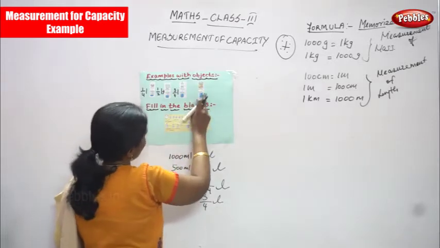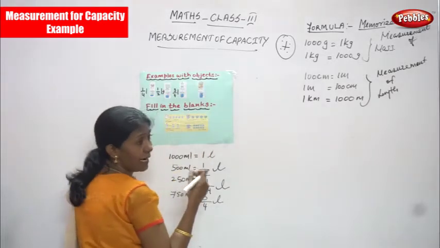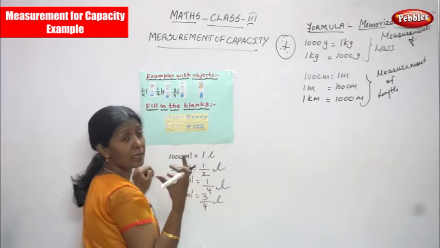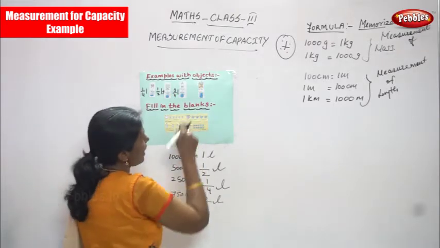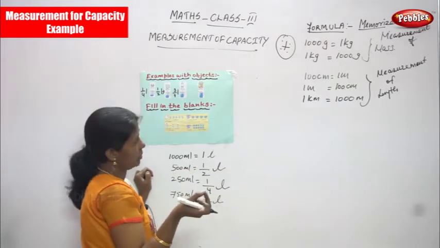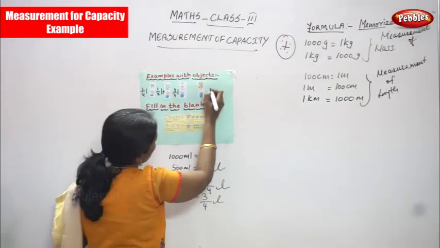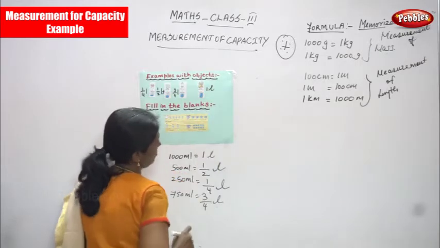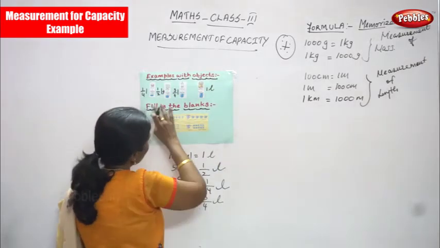Then this is a milk powder. We have to add 1000 ml of water to the milk powder, and you can get milk. The 1000 ml is nothing but 1 liter. These are the examples.